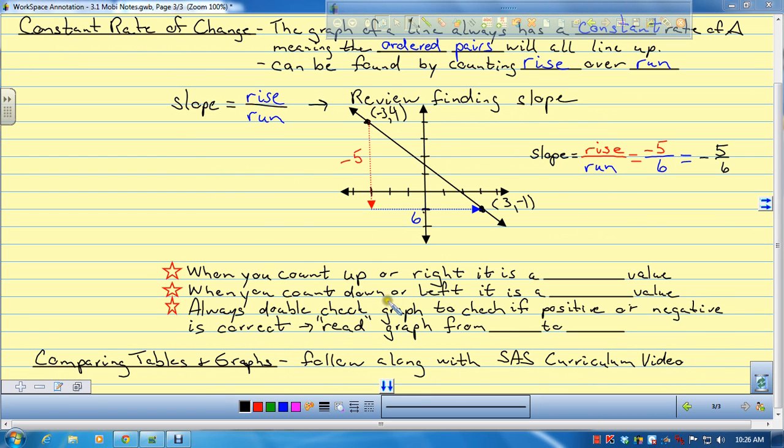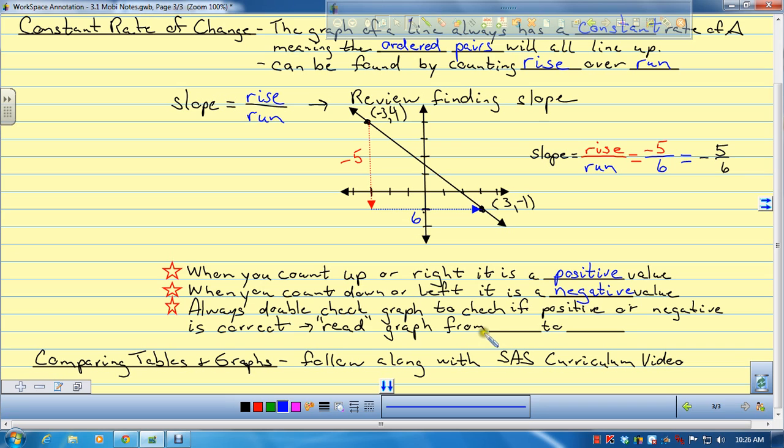Okay, just some key points here. Remember that when you count up or right, it is a what type of value? Hopefully you can fill that in yourself. It is a positive value, right? Positive. When you count down or left, it is a negative value. And we saw that when we counted down, it was a -5. When we counted to the right, it was a +6.